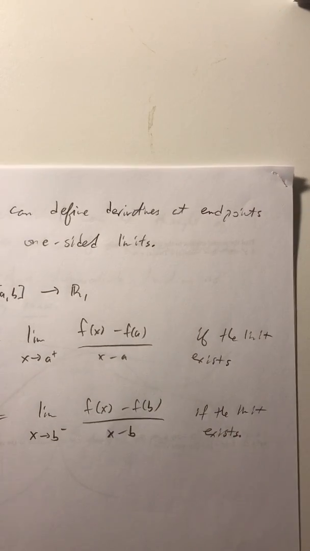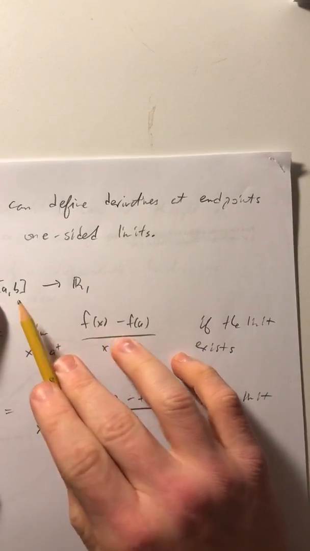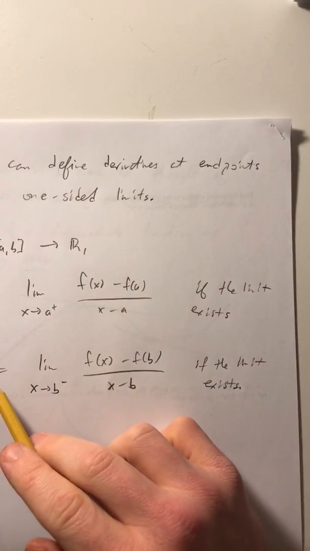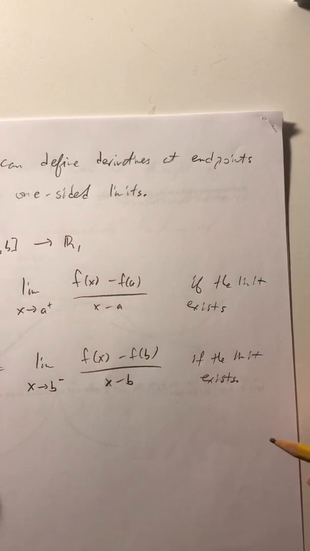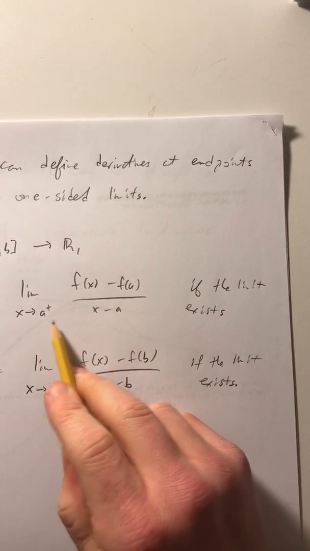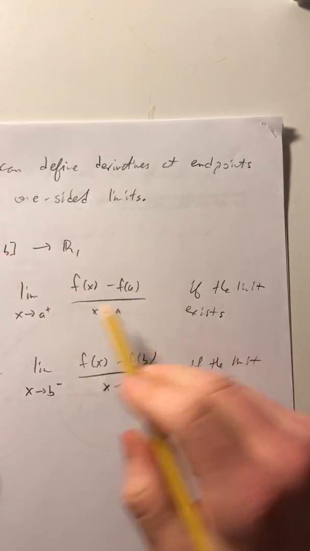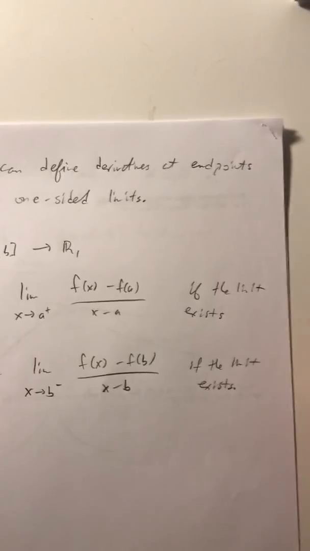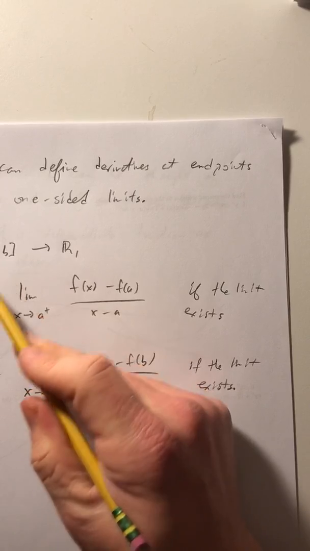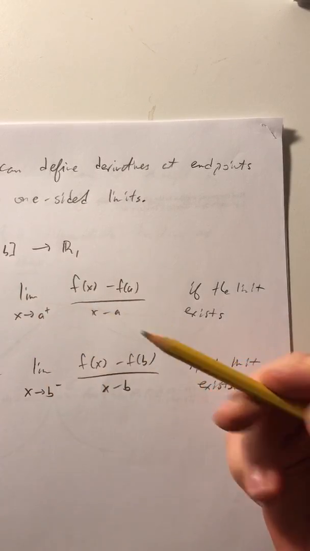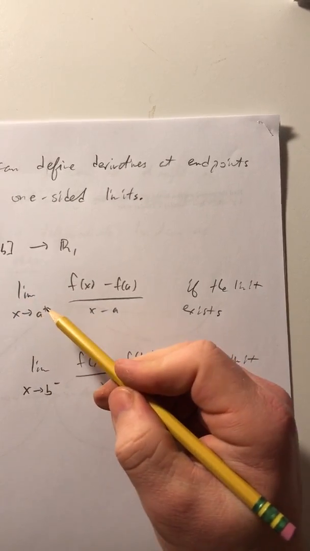Like I said previously, if I have a function that's defined on some interval [a, b], I could define f prime of a and f prime of b to be a one-sided derivative. I just take the one-sided limit there. It's the exact same formula, f of x minus f of a over x minus a, but I take the limit from the right because I can't take the two-sided limit. The function's not defined to the left of a, it's only defined to the right of a, so I have to take a limit from the right.